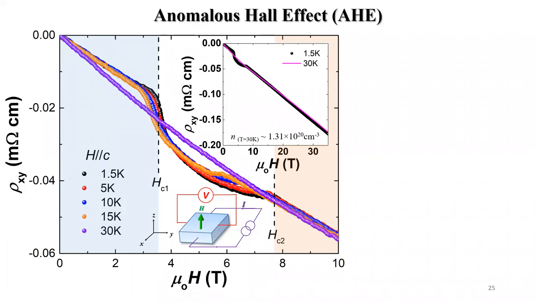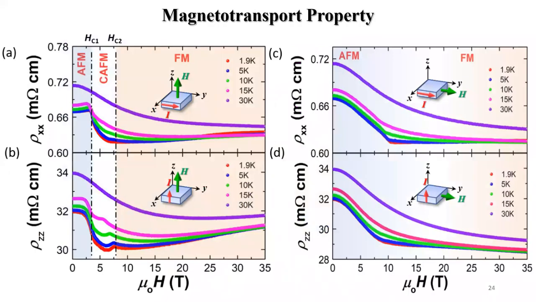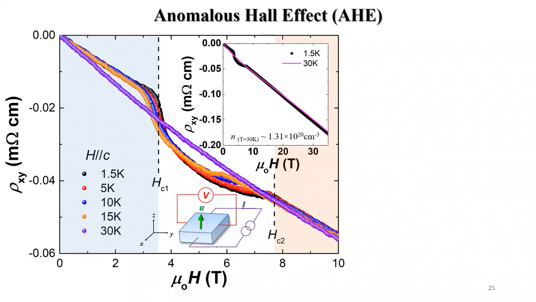By using the carrier density and the resistivity measurements, we are able to deduce the mobility of the system. And we found that it's quite low, about 80 something centimeter squared per volt second. This is one of the major consequences due to the presence of the spin scattering in the transport measurement.